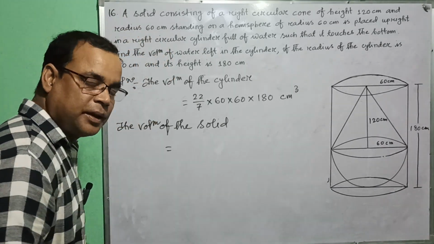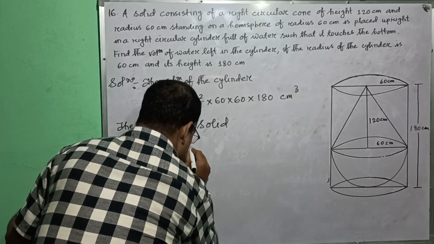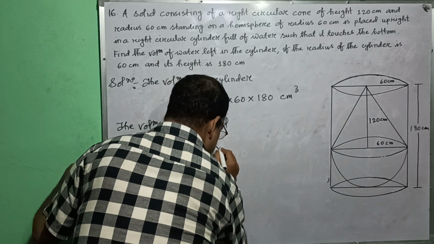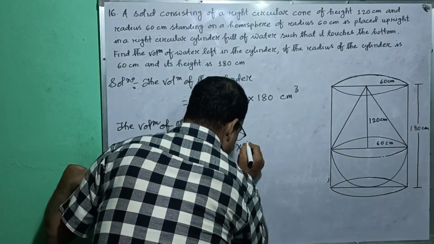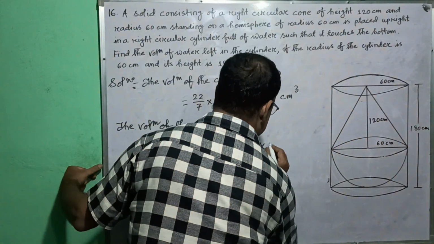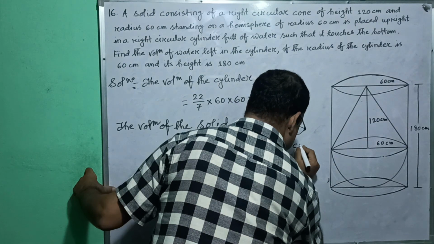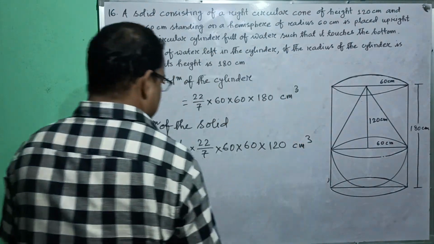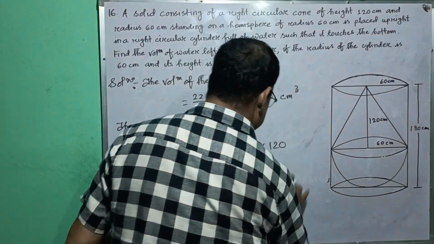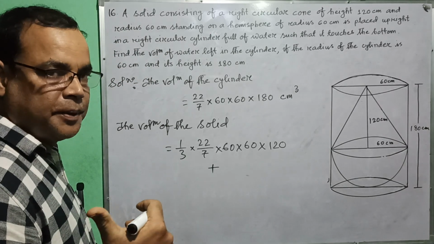So what is the volume of the cone? It is 1 by 3 pi r square. So r is 60, r square into h. So height is 120. That is in centimeter cube. So we'll write the unit together. Then we'll add the volume of the hemisphere also.